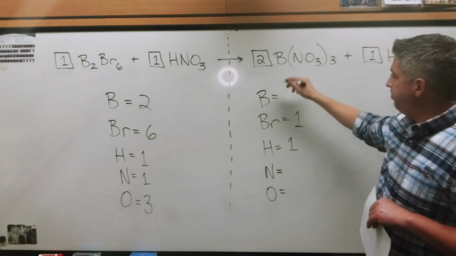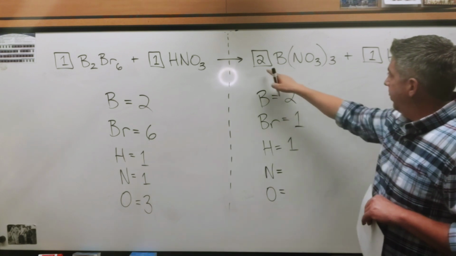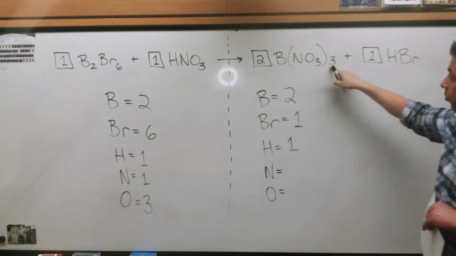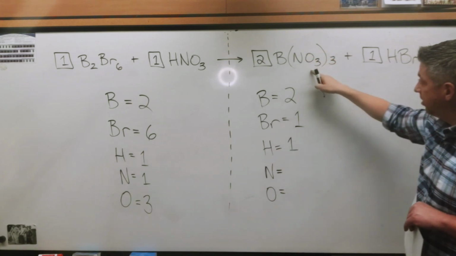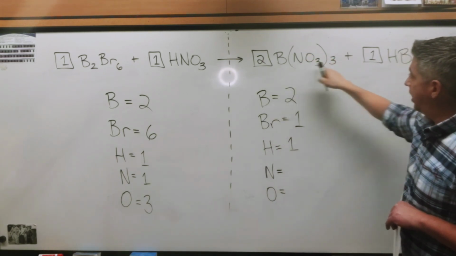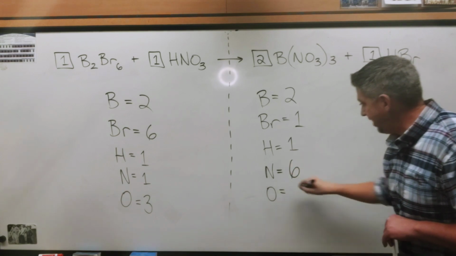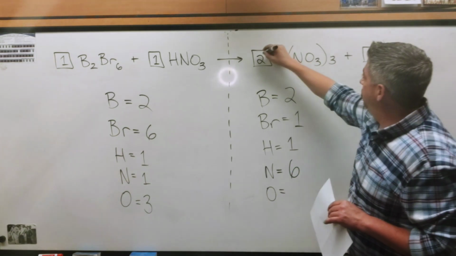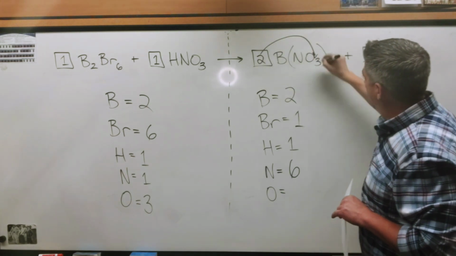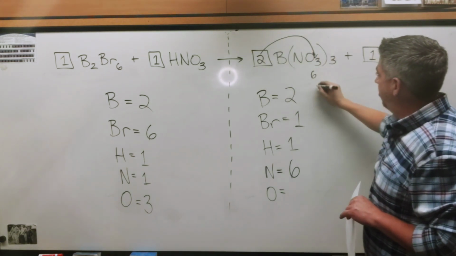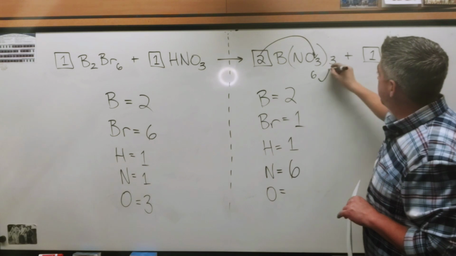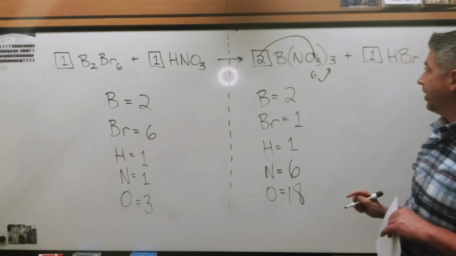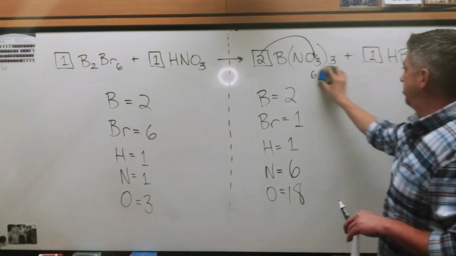2 times 1 B is 2. 2 times 1 N is 2 N's times 3, because there's 3 of these. So 2 times 1 times 3 is 6. We have 6 nitrogen. Now, here's the fun part. 2 times 3 O's would give me 6 O's. Times 3 more, that's 18. So we have 18 oxygens.